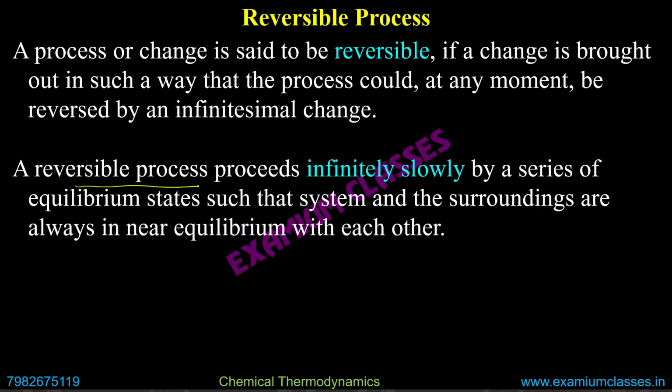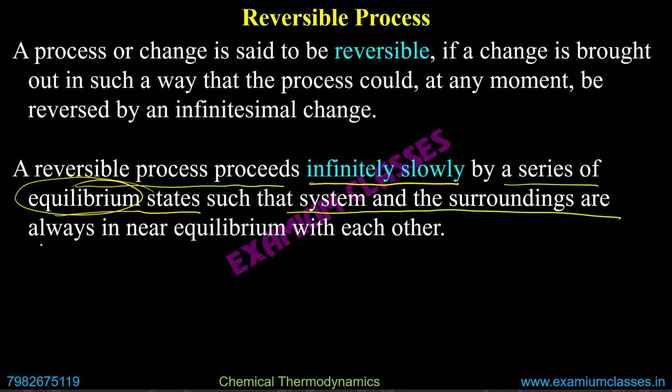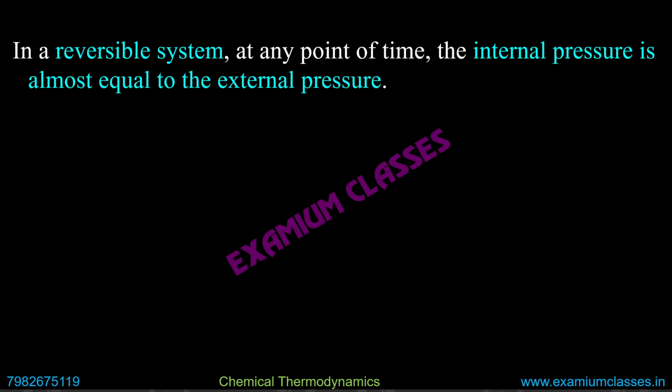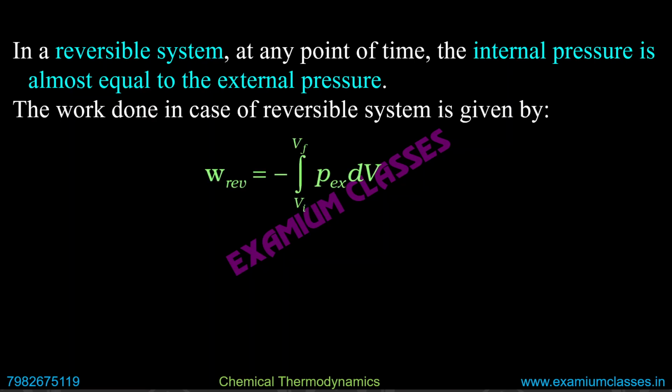So a reversible process proceeds infinitely slowly by a series of equilibrium states. Equilibrium states means stationary states, P external is equal to P internal, such that system and surroundings are always in near equilibrium with each other. In a reversible system, at any point of time, the internal pressure is almost equal to the external pressure. We have talked about this.